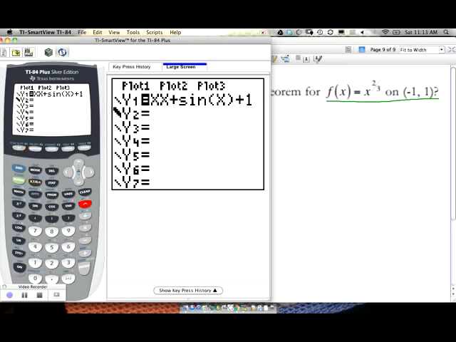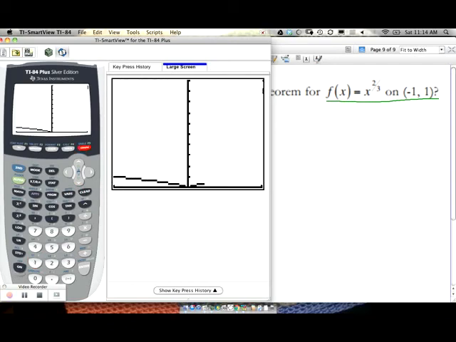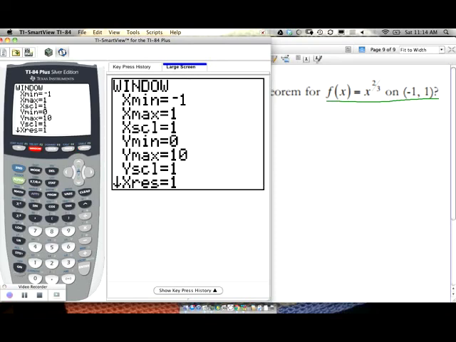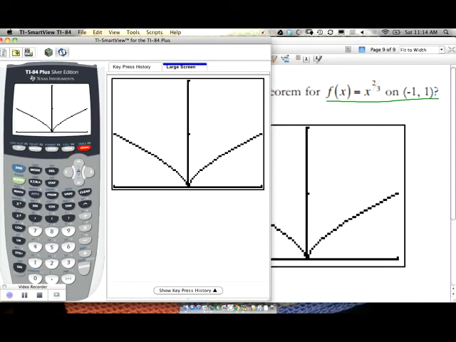This is going to be x to the 2/3. We don't need that 1 there. And for our window, we're just looking from -1 to 1. I don't really know what our y values need to be. Let's see what we have so far. Okay, so we can shrink down probably just from 0 to 2 for our y values. Let's see what happens. Ooh, that's interesting. Let's drag this over and talk about it.